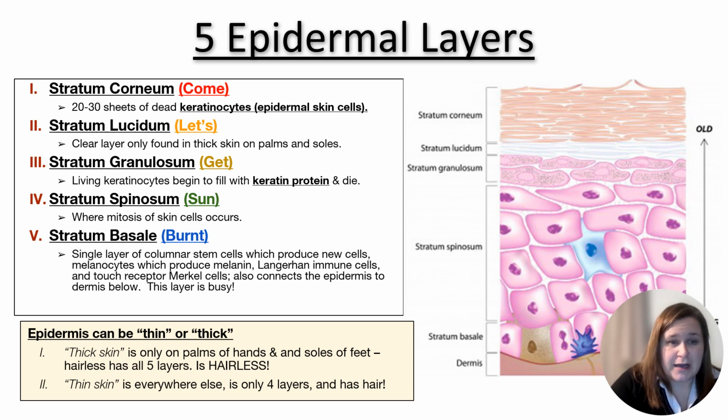We also have the stratum spinosum. That is where mitosis of the skin cells is going to occur. And we'll have the stratum basale. And that is going to be a single layer of columnar skin cells. And this is where we are going to produce our new cells, our melanocytes, our Langerhans cells, which are immune cells, and where our touch receptors, also called Merkel cells, are going to live. This is also what's going to connect the epidermis to the dermis below. So the stratum basale is a very, very busy layer.